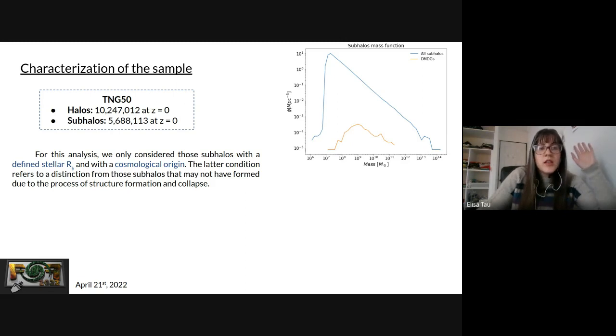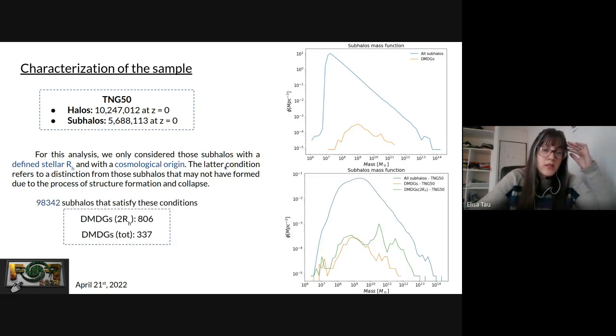And once we established these conditions, we calculated the dark matter fraction for the subhalos that met this criteria, those that were more than 98,000. And we found that there are 806 dark matter deficient galaxies within their central regions, and 337 dark matter deficient galaxies when considering their total amount of mass.